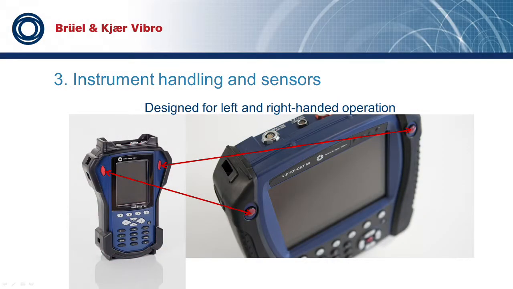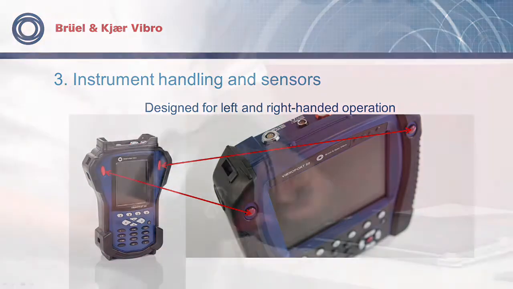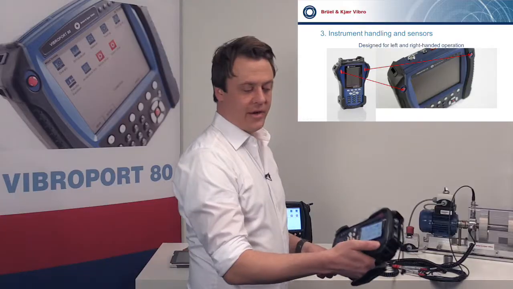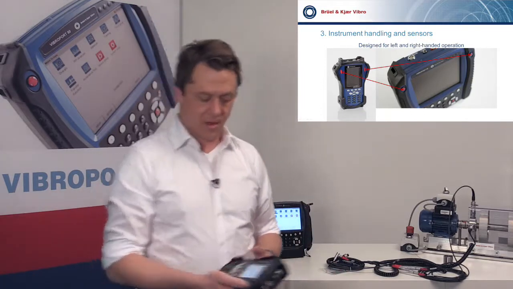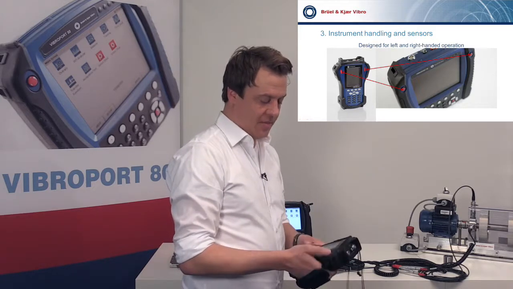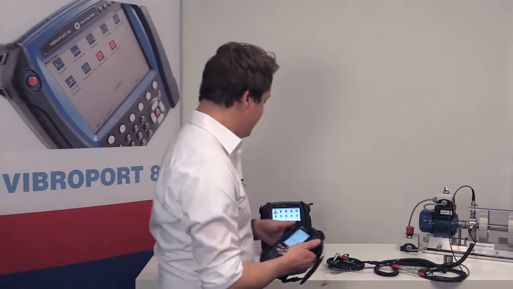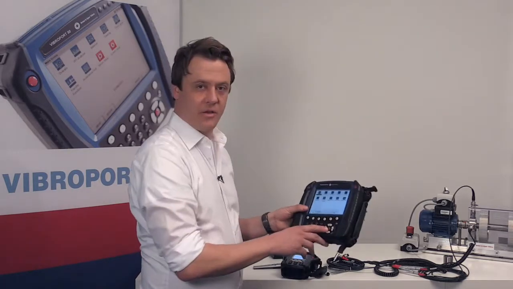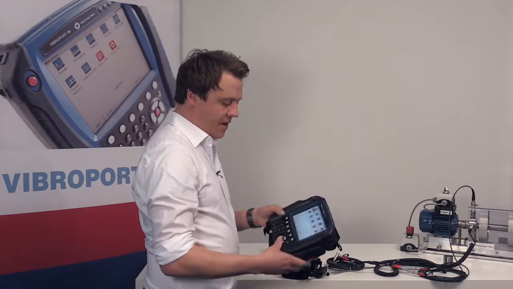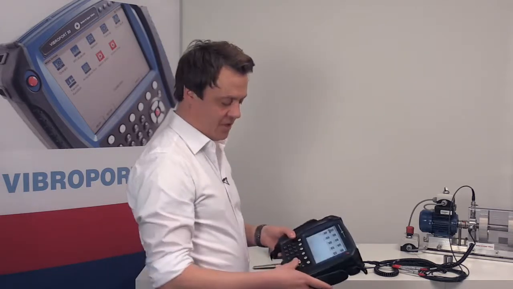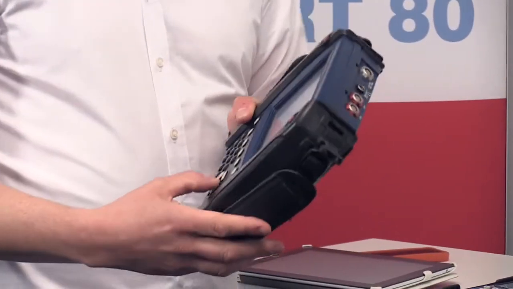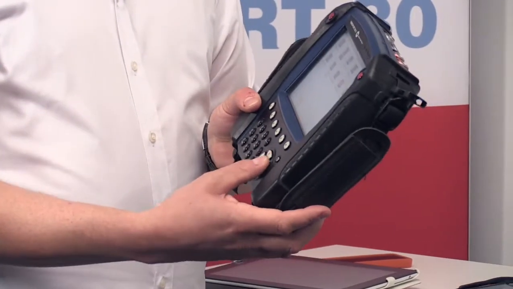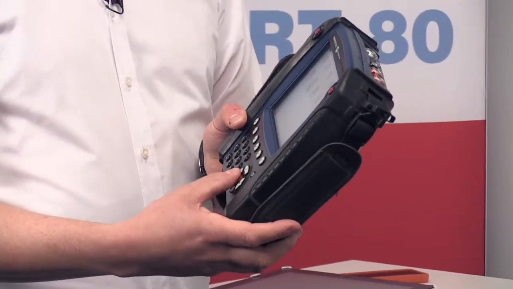The instruments are designed for left- and right-hand operation. So you see the thumb is directly on the so-called fire key, which is similar to a return key on a PC. So if you push this fire key, you can acknowledge or you can start measurements. There are many, many functions for this fire key. Please note that for the large instrument there is a third fire key. And this fire key has a high advantage because it is in between the navigation cross where you navigate on the icons which you see on the VibroPort 80.